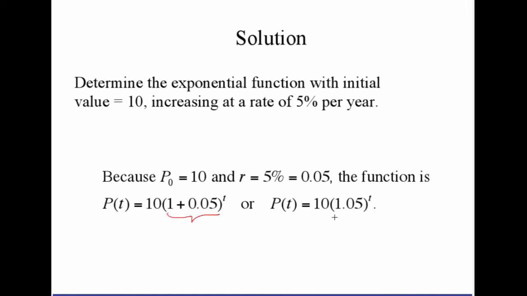Again, if we are using this function to do calculations, we have to be very careful, especially if we're using a calculator. We need to make sure that 1.05 to the t power, whatever t happens to be, is calculated first before we multiply it by 10.